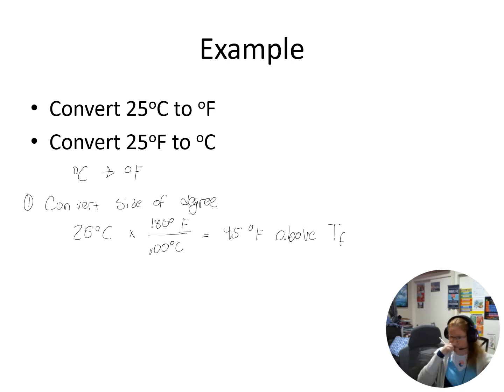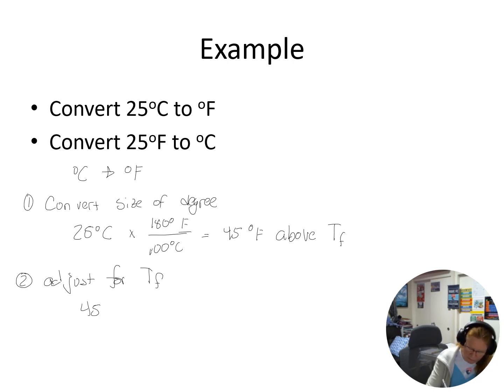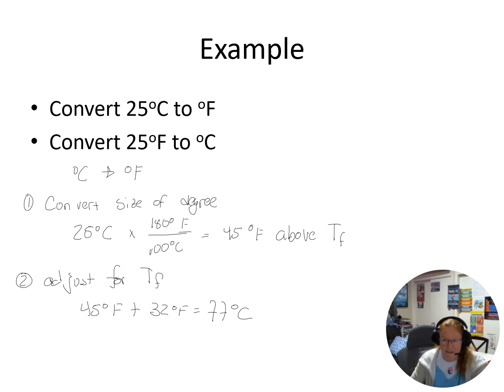Okay? So then our second step is we have to adjust for that freezing point. And so we're above the freezing point, so I'm going to do 45 degrees plus, what's the freezing point? 32. So our final Fahrenheit temperature is 77 degrees Fahrenheit. So I add to it that Fahrenheit freezing point. Okay? All right, now, when I go from Fahrenheit to Celsius, we're going to do it in the opposite order.